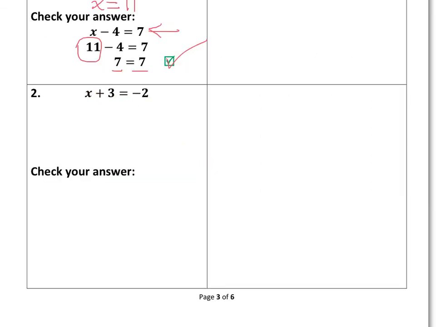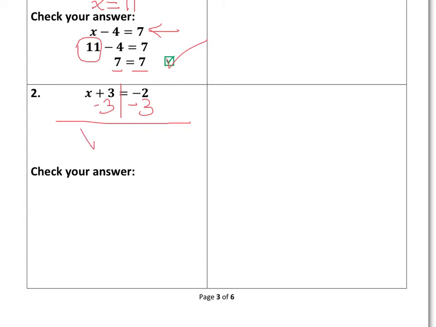All right, let's try number 2. X plus 3 equals negative 2. Go to the unknown. What's around it? What's around it is adding 3. I want to undo adding 3 with its inverse operation, which is subtract 3. Whatever I do on one side of that equal sign, I have to do exactly the same thing on the other side.